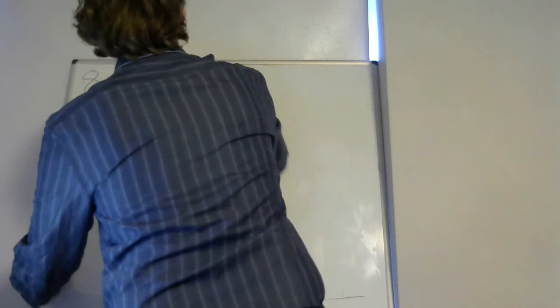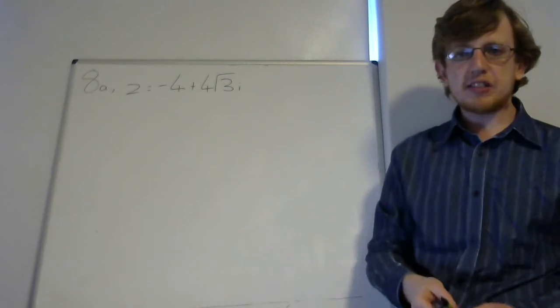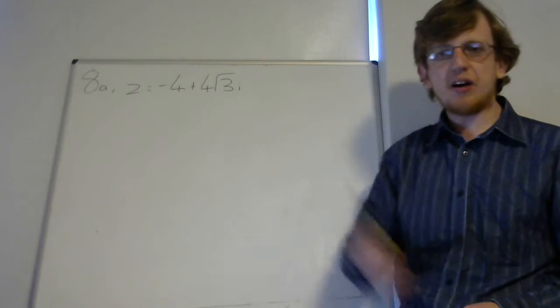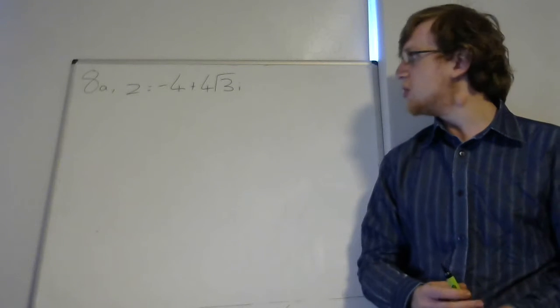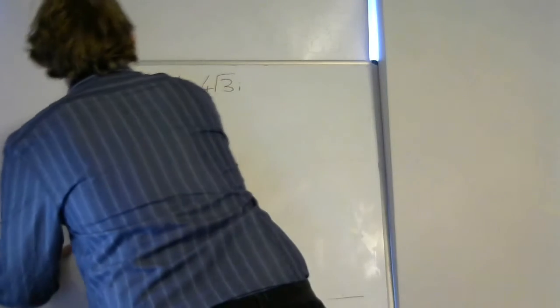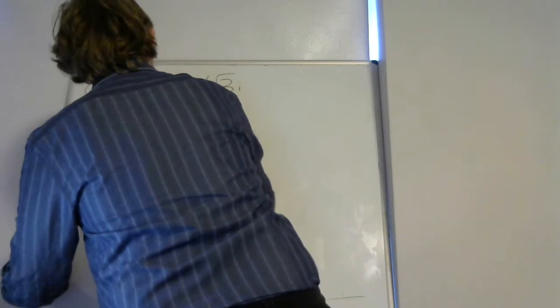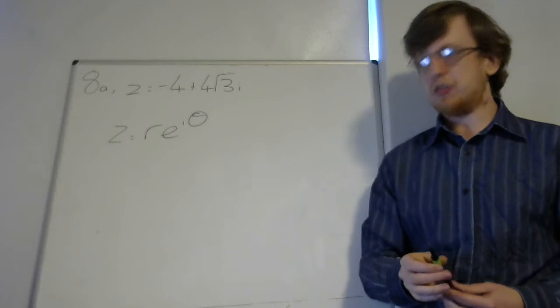So 8a. First thing we have to do is express the complex number minus 4 plus 4 root 3i in its exponential form. There are a few different ways you can write complex numbers with real and imaginary parts like this. You can write it as r, the modulus, multiplied by cos theta plus i sin theta, or you can write it in its exponential form, which looks like z equals r e to the i theta, where r is the length of the complex number, the modulus, and theta is the argument.